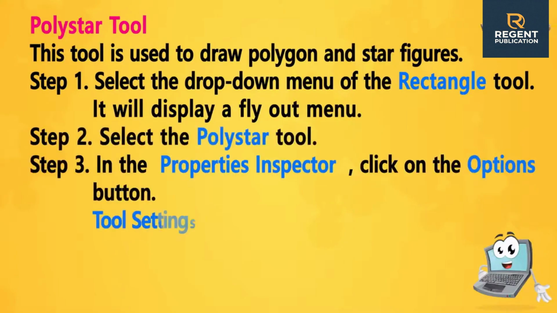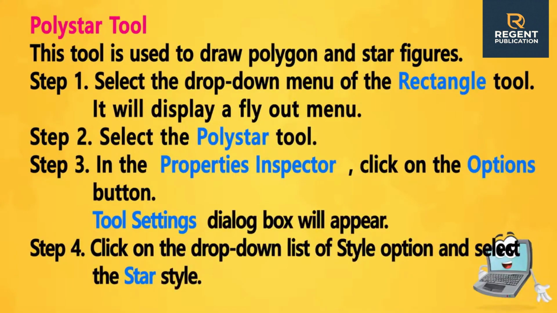Polystar tool. This tool is used to draw polygon and star figures. Step 1. Select the drop-down menu of the rectangle tool. It will display a fly out menu. Step 2. Select the Polystar tool. Step 3. In the Properties Inspector, click on the Options button. Tool Settings dialog box will appear.